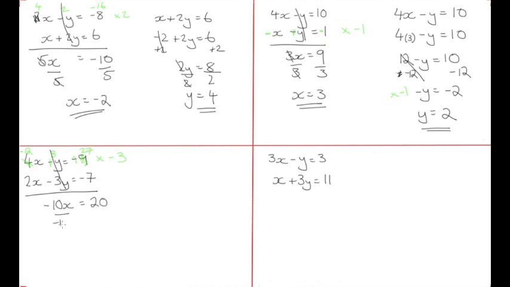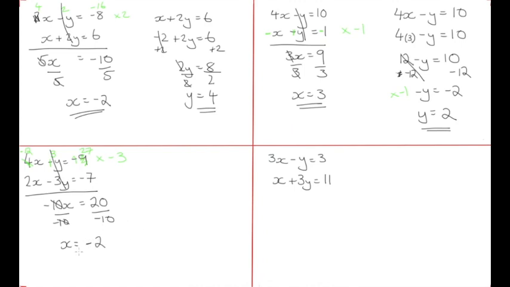Divide both sides by minus 10. That will cancel out that. X is equal to 20 divided by minus 10, which will be minus 2. Because if I multiply minus 2 by minus 10, I get plus 20. So a positive divided by a negative gives me a negative.